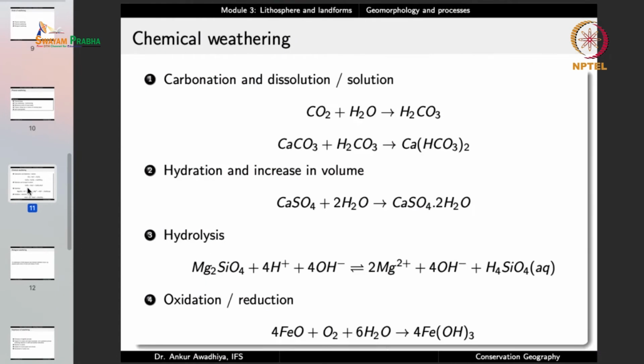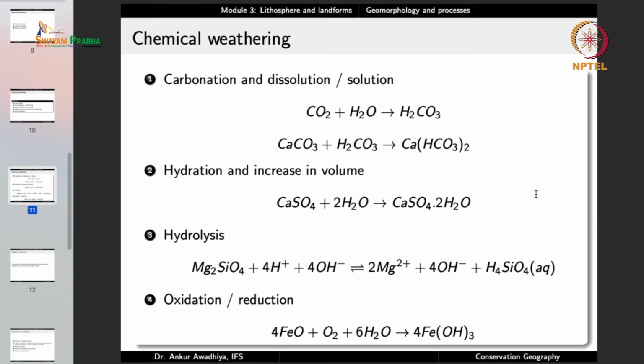When we talk about chemical weathering, we can have chemical reactions such as carbonation and dissolution or solution. Now, we have seen this before. Carbon dioxide in the air dissolves in water to form carbonic acid, and carbonic acid can act on calcium carbonate in the rocks to form calcium bicarbonate, and calcium bicarbonate being soluble in water, it is removed from this area.